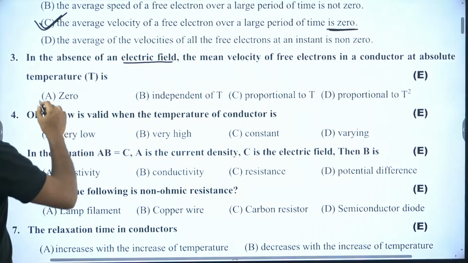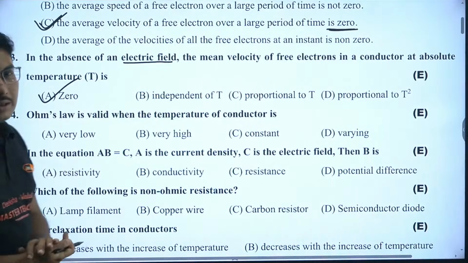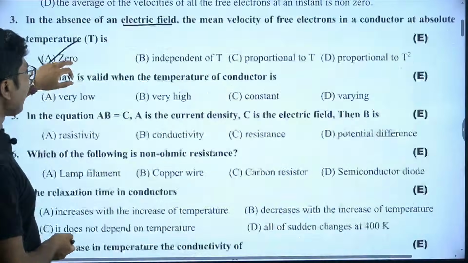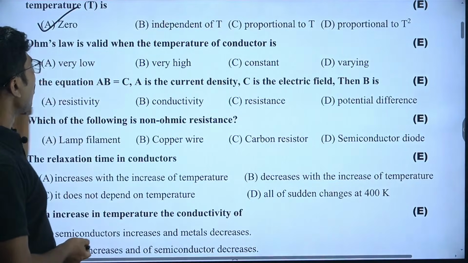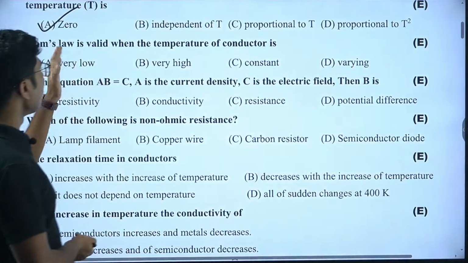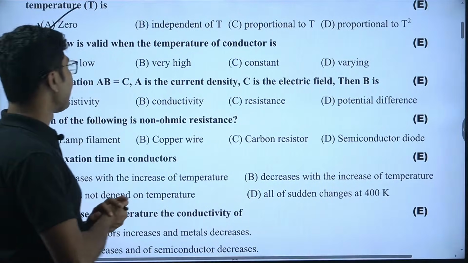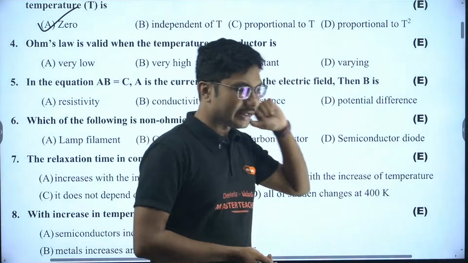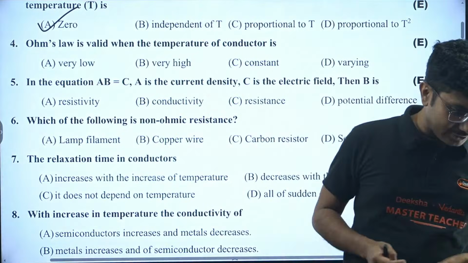So obviously in the absence of electric field, the average velocity of electron will be zero. Now let's see question number 4. Ohm's law is valid when the temperature of the conductor is very low, very high, constant, or varying. I think most of you have answered this question correctly.